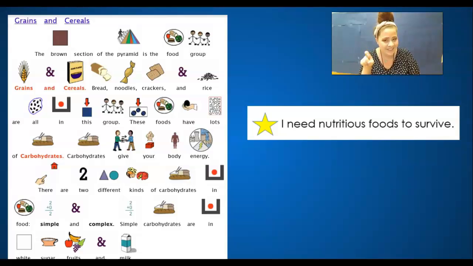I have a question for you. What is an example of a grain or cereal? Did you say bread? That's right. Bread is an example of a grain. I have another question for you. What is an example of a simple carbohydrate?